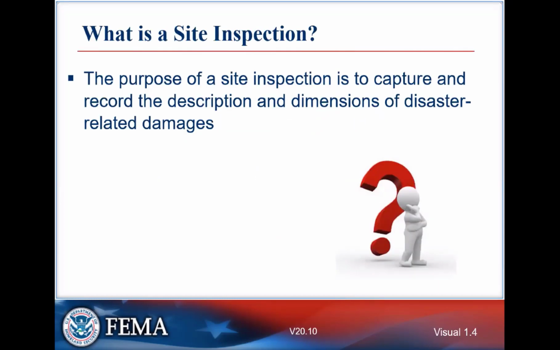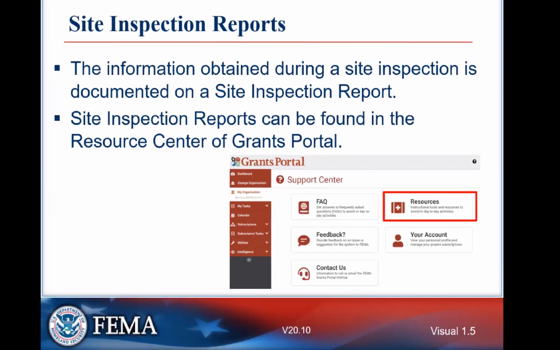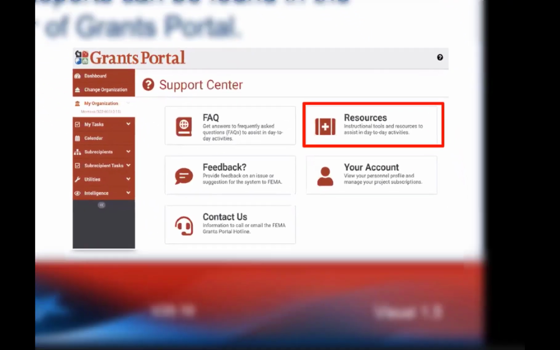What is a site inspection? So the purpose of a site inspection is to capture and record the description and dimensions of disaster-related damages. And we have those site inspection reports, like we mentioned in our commonly used acronyms. This information obtained during the site inspection is documented on the site inspection report. Site inspection reports can be found in the Resource Center of Grants Portal. And I'll go ahead and show you where to locate those at this time.